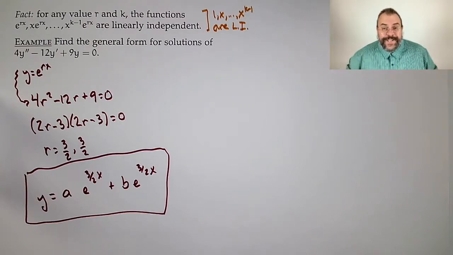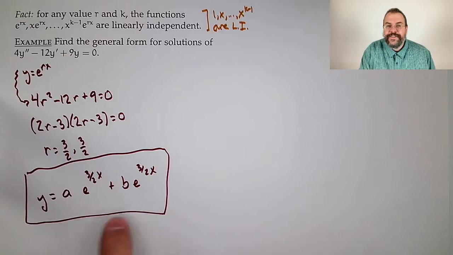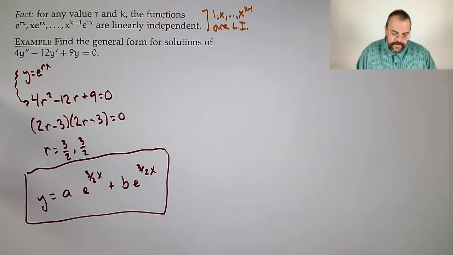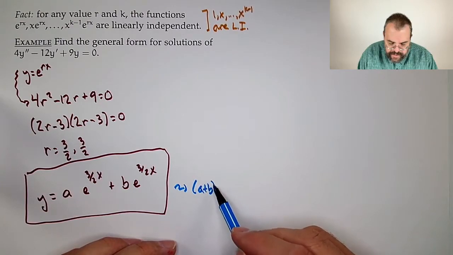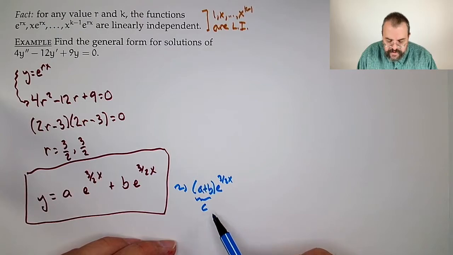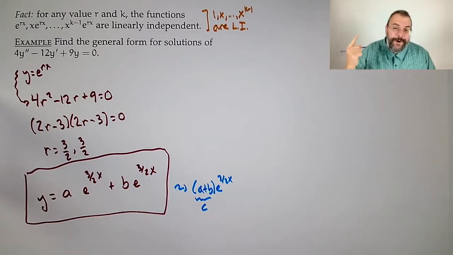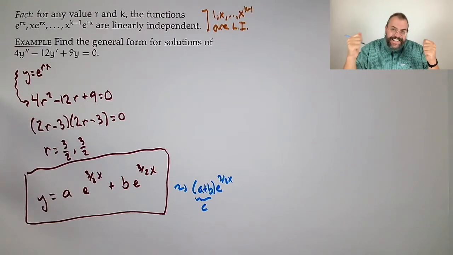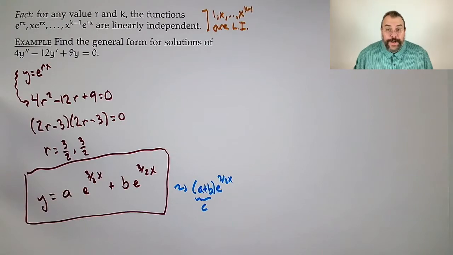They're the same function, which means really this is not two different solutions, because we could have combined them together, and this says, this is really like a plus b times e to the 3 halves x, and then this is just a single constant, which says, whoops, we still only have one solution. Darn it! So now we're in trouble.